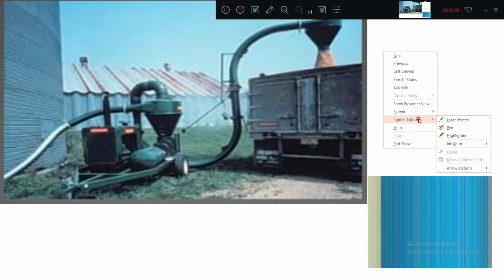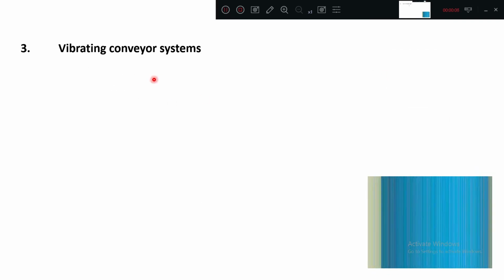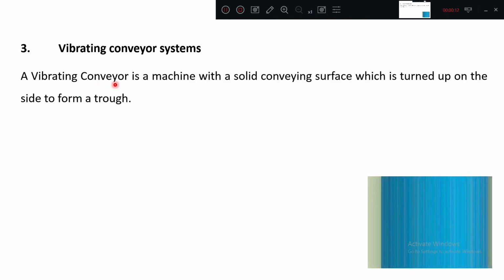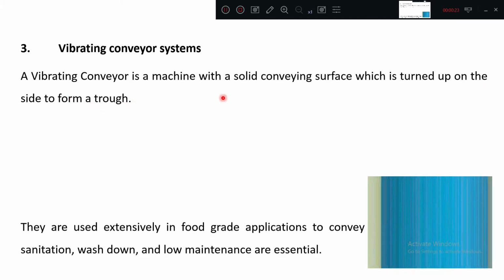Okay, in this one we will go to the next point. After the pneumatic, we will have the vibratory conveyor system. So in this one, what is happening here? A vibratory conveyor is a machine with a solid conveying surface, which is turned up on the side to form a trough. So a trough-like structure can be formed.